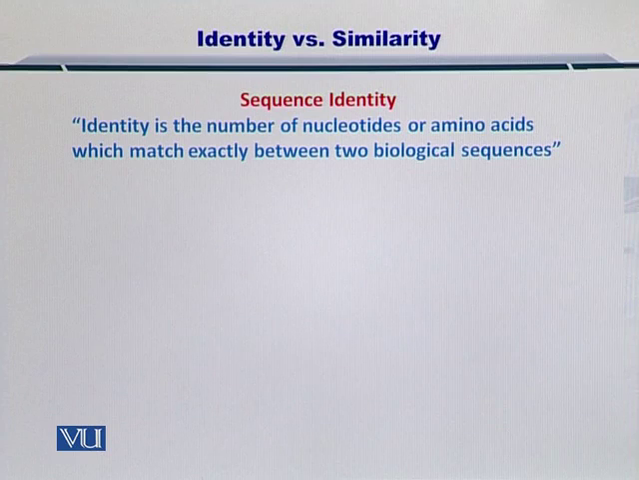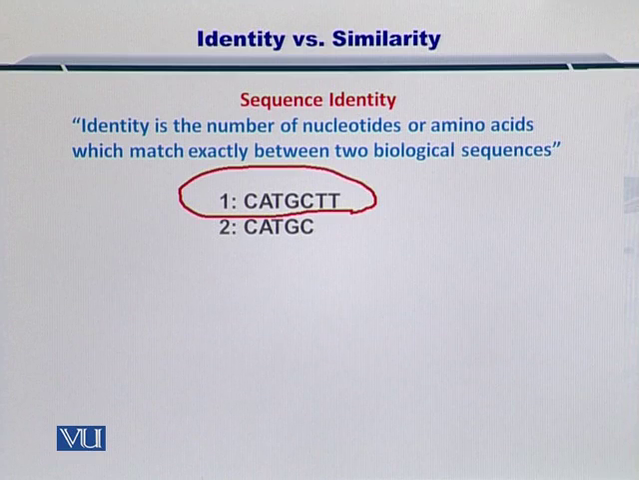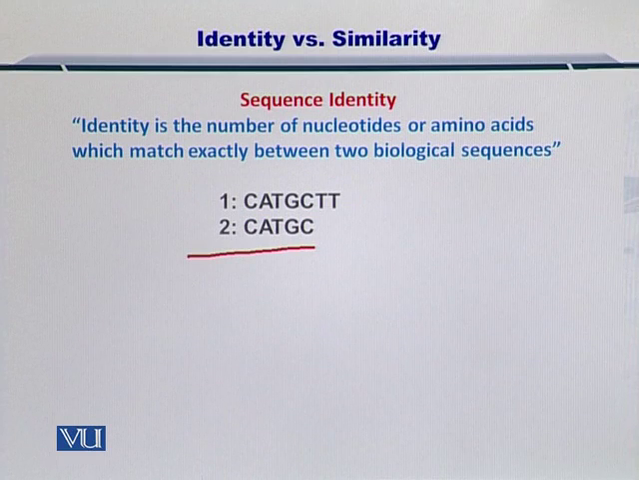So let's take a look at an example. Here you have two nucleotide sequences. CATGCTT, which I have numbered sequence number 1, and CATGC, that is sequence number 2. So I would like to compare these two sequences and evaluate their similarity. So how can I proceed?